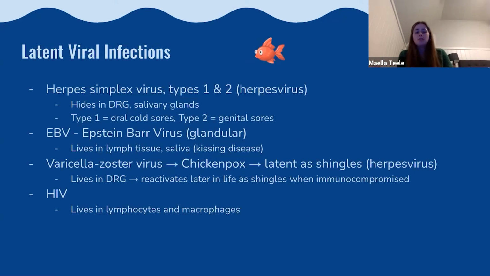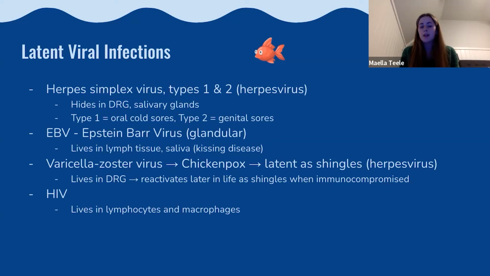We've got our herpes simplex virus. Type 1 gives you your oral cold sores, and type 2 your genital sores. This virus hides in your dorsal root ganglia and also in your salivary glands, and it can resurface at different points throughout your life when you're stressed, when your immune system's compromised, all those sorts of things. Then you've got your Epstein-Barr virus, which is known as glandular fever. This lives in your lymph tissue and in your saliva, also known as the kissing disease. That's another latent viral infection.